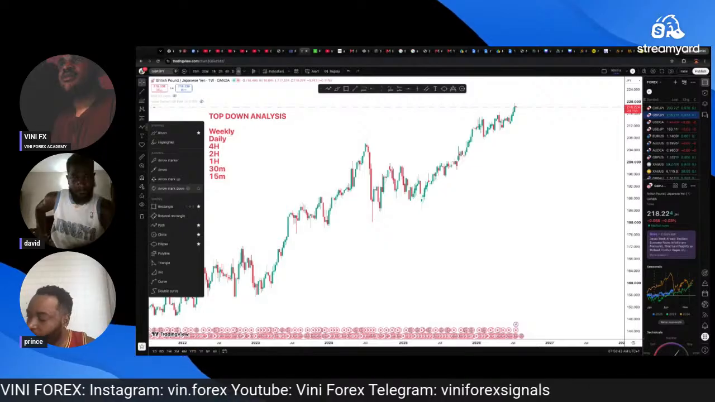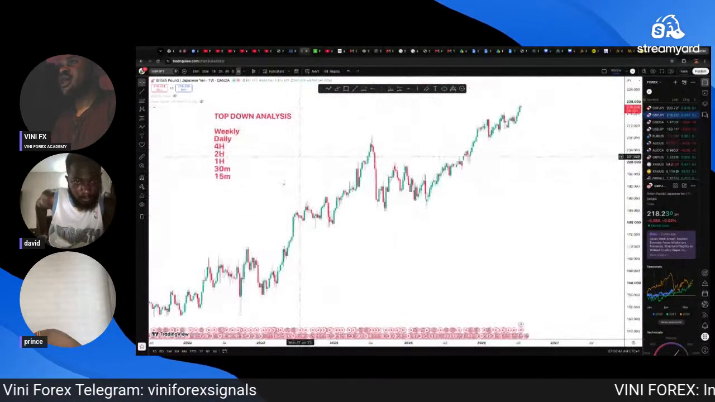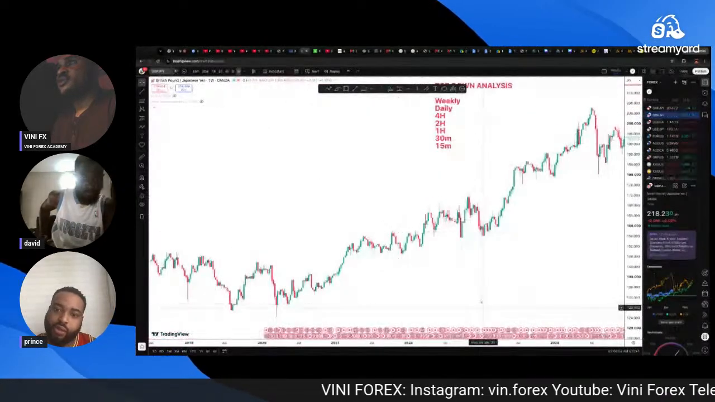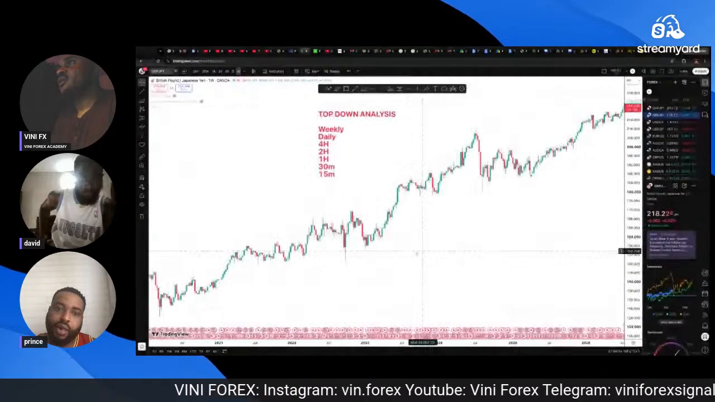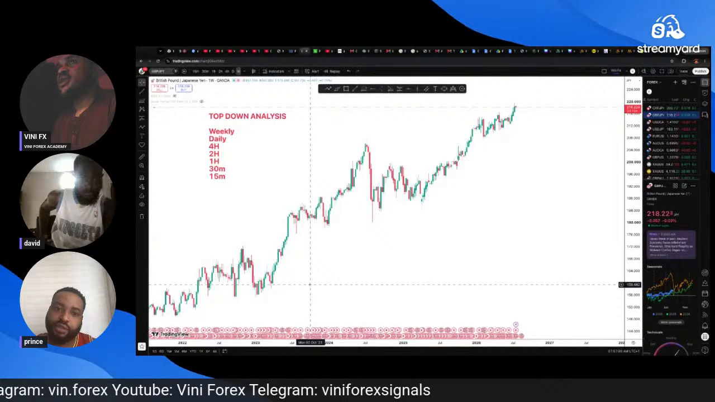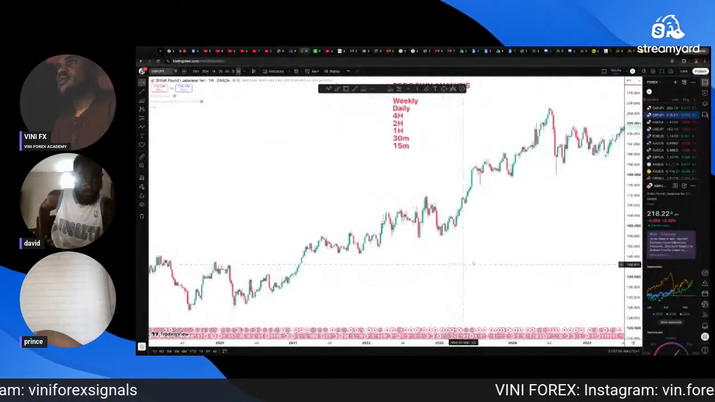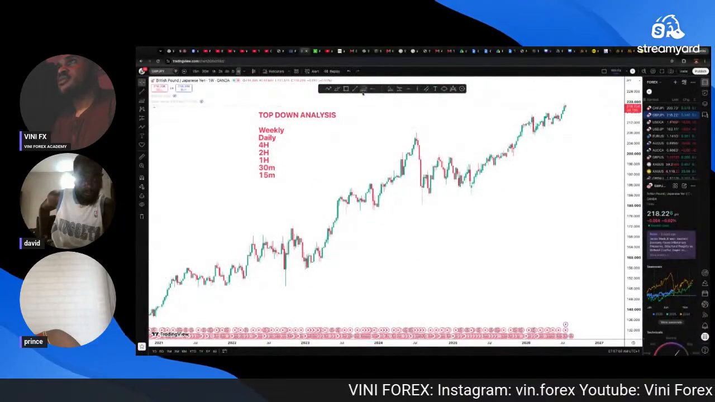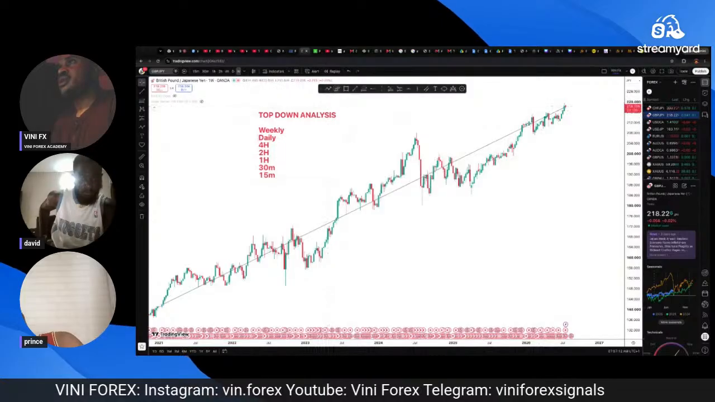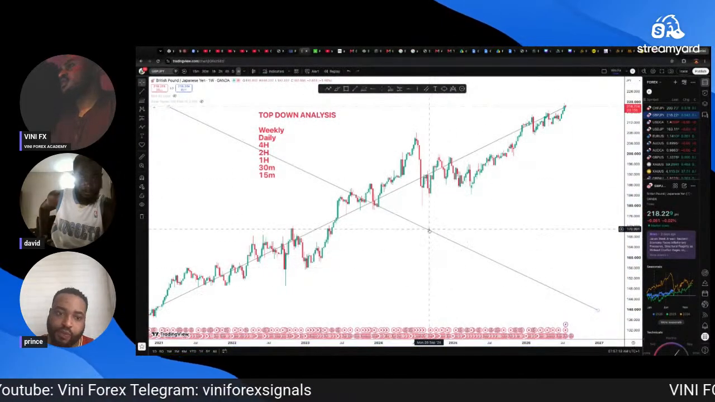So right now, I'm on the weekly time frame. Looking at this chart, for someone that has already gained some knowledge, this chart right now is an uptrend. It's an uptrend because the chart is going up. The market is going up. You can see it. It is not going down. You see it now?